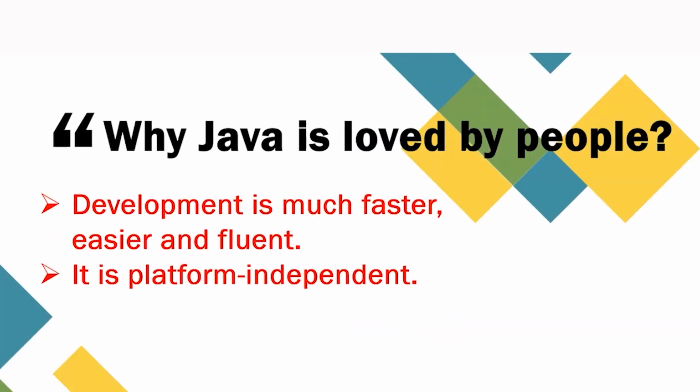Next is the most favorite question asked by people: why is Java loved by the people? We can give only two points as of now: development is much faster, easier and fluent, and it is a platform independent language. How it is platform independent, we will study in the upcoming videos, but as of now we can say that is why it is loved by the people. And development is much faster because Java developers are much more comfortable, and they find that the applications developed are faster, easier and fluent.